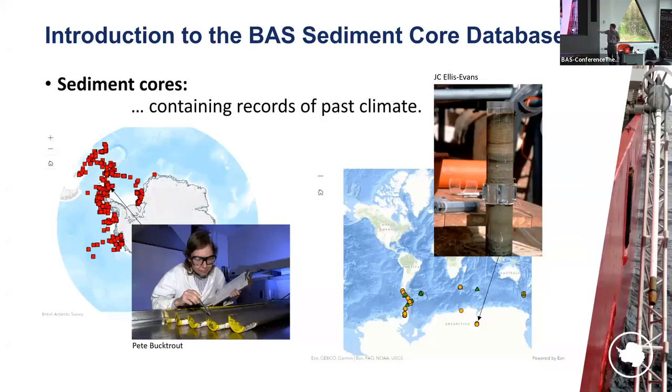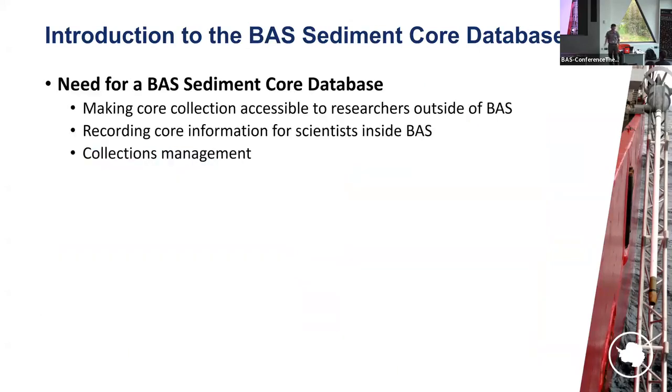And as you can see from these maps, we've collected them from various interesting places, including the Drake Passage, off the Thwaites ice shelf, and then for the terrestrial cores, various islands in the Southern Ocean and the Larsemann Hills area of Eastern Antarctica. So it's a nice collection that we'd like to make more available to people in general.